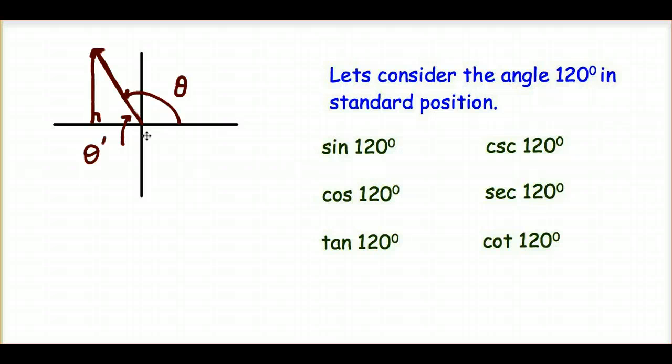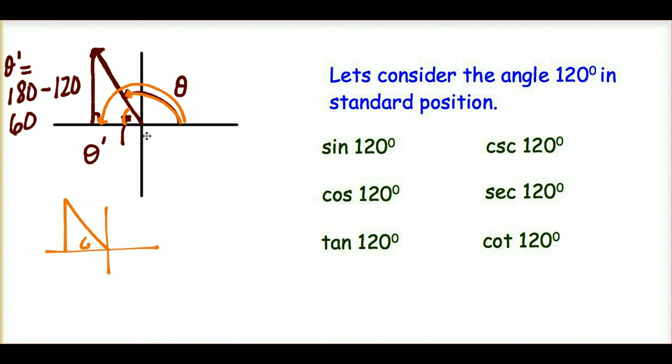But we have to figure that out. So theta prime is going to be 180 minus 120, or 60 degrees. In other words, we're going to take 180 and subtract off this to get our angle here. Once we have that, and we know that that is 60 degrees, I'm going to come back down here now and redraw this.